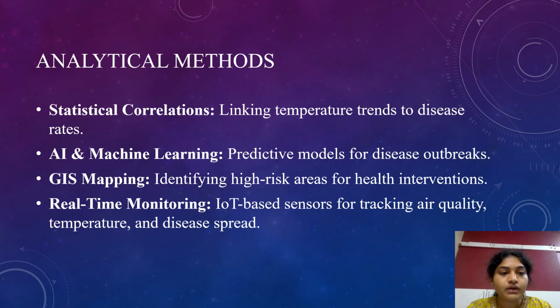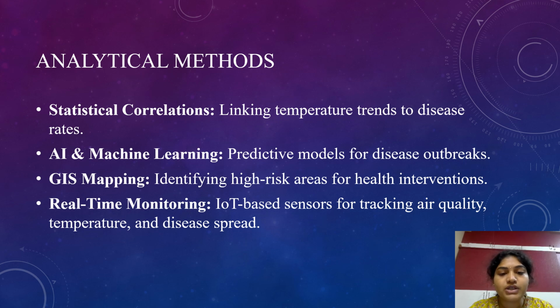Analytical methods. There are some analytical methods which can be used on this data, such as statistical correlations, which is called linking the temperature trends to disease rates. That means at which temperature some kind of disease occurs. By linking temperature trends to disease rates, we can actually control the number of diseases or stop the disease that is occurring in humans.